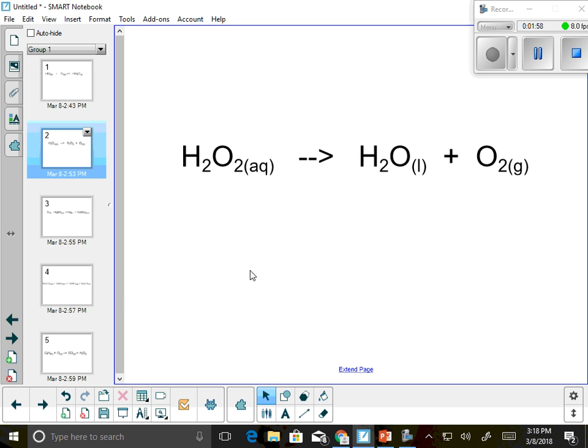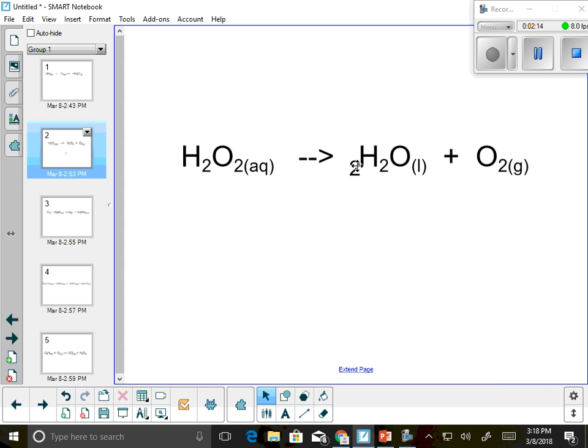Here is what's called the skeleton equation before balancing. Since hydrogen peroxide is a solution, I use aq. Water is a liquid, oxygen will be a gas in this case. Notice how the oxygens are not balanced. 3 oxygens on the product side, 2 on the reactant side.